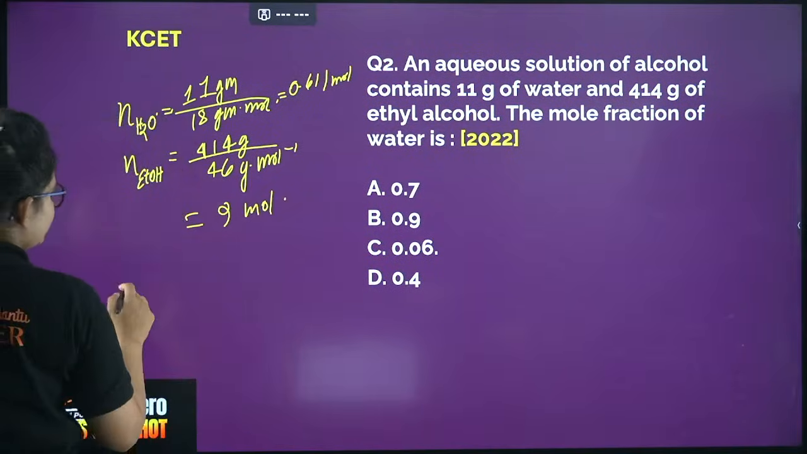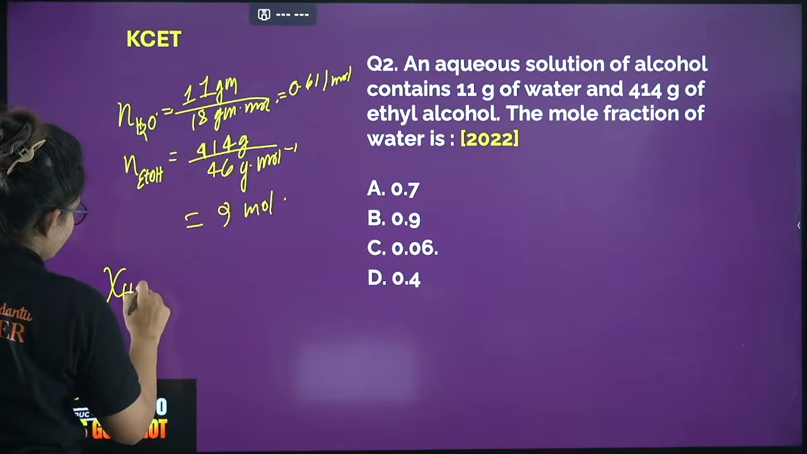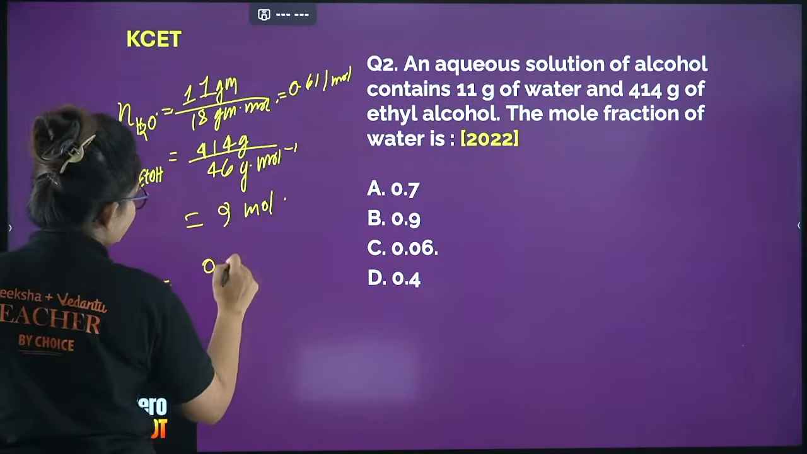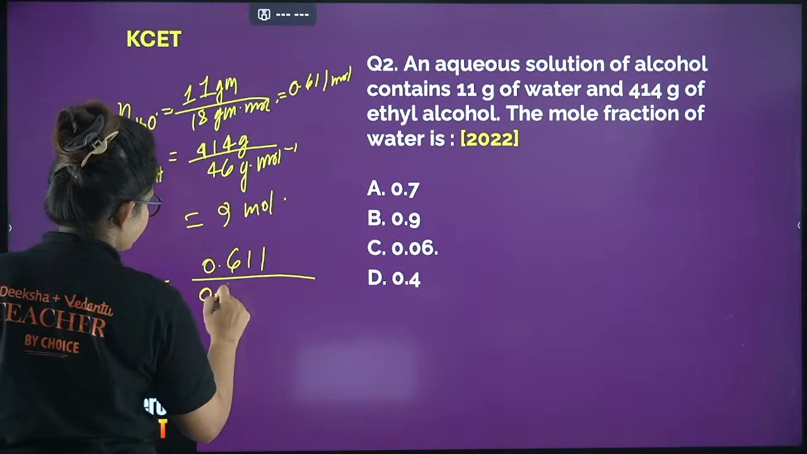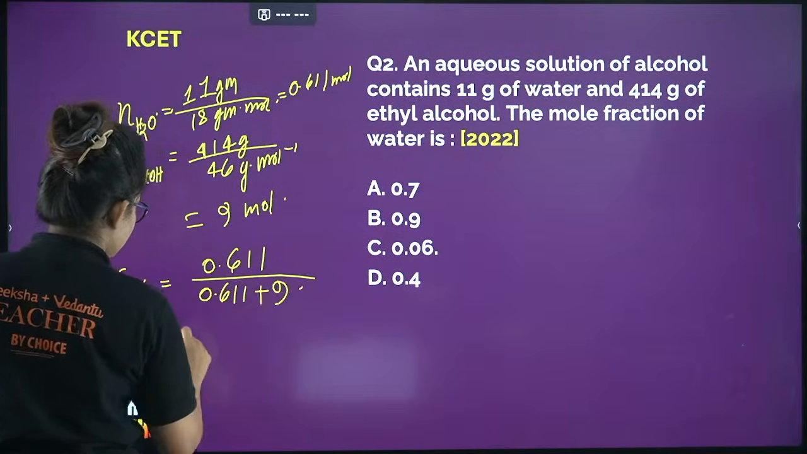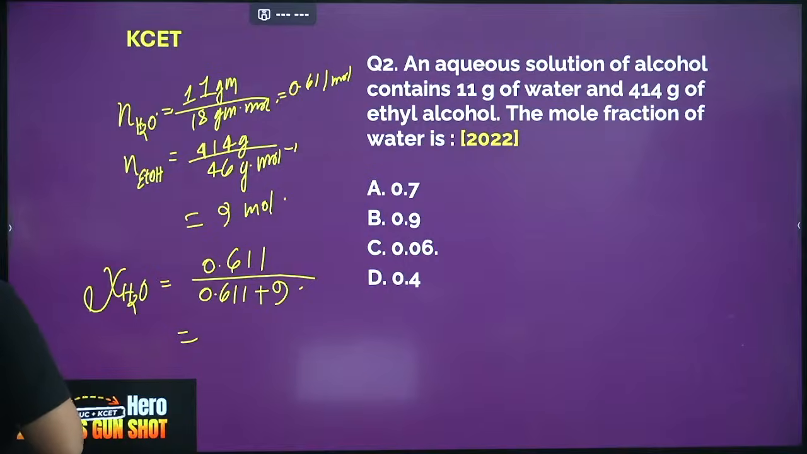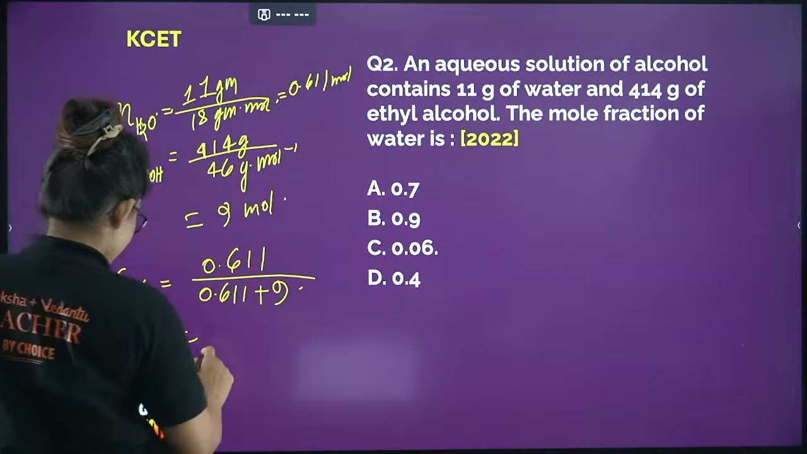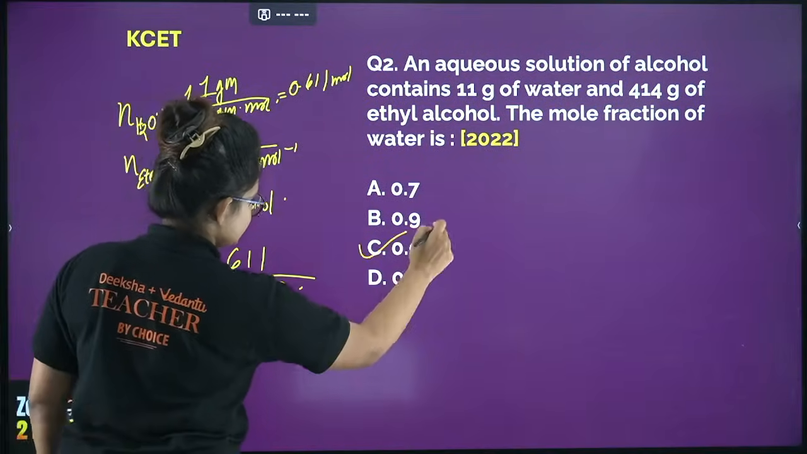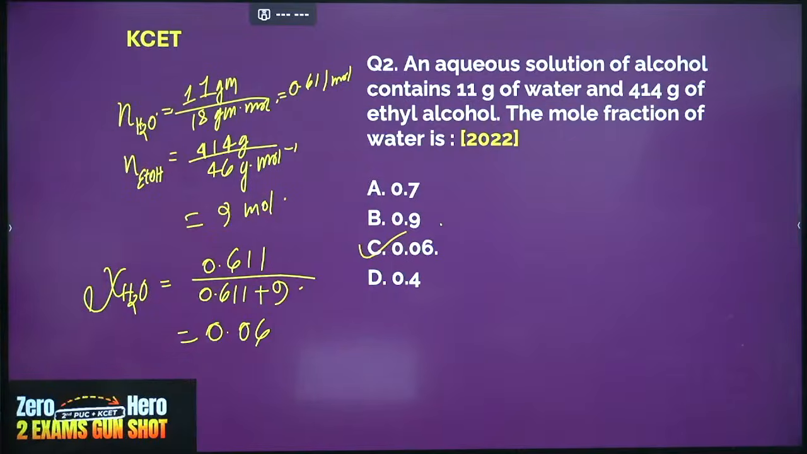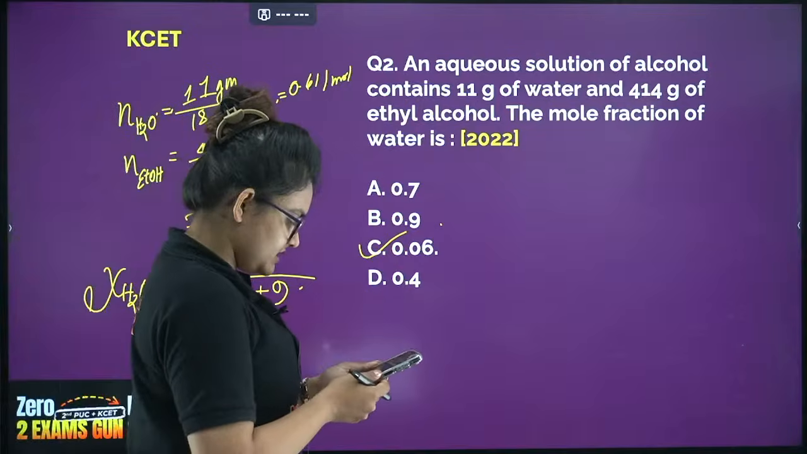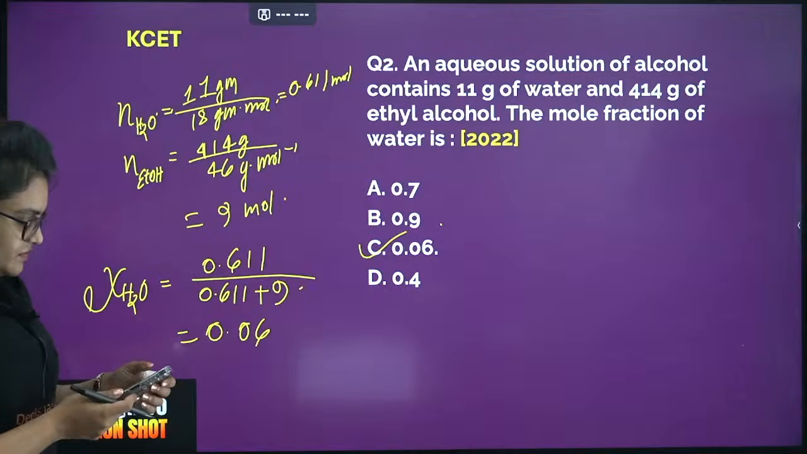So the mole fraction of water will be 0.611 divided by 0.611 plus 9. So you are getting the answer 0.06. So option C is going to be the correct one. I can see Pradyun is giving the correct answer. Very good, my dear. Okay, let's proceed further.